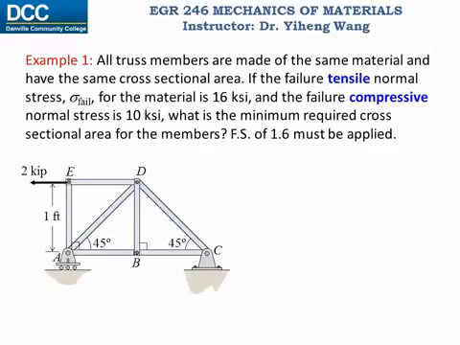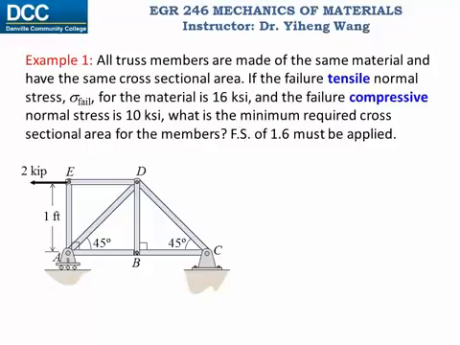For this simple truss structure subject to the 2 kilopounds load to the left, all the truss members are made of the same material and have the same cross-sectional area. The failure tensile and compressive stresses are given respectively, and we are instructed to choose a factor of safety of 1.6, and we are asked to determine what cross-sectional area is required for each truss member.